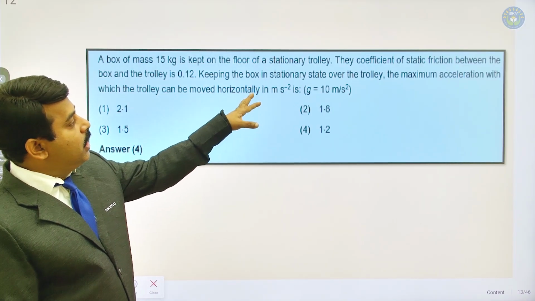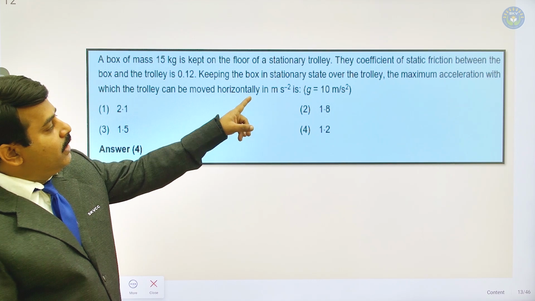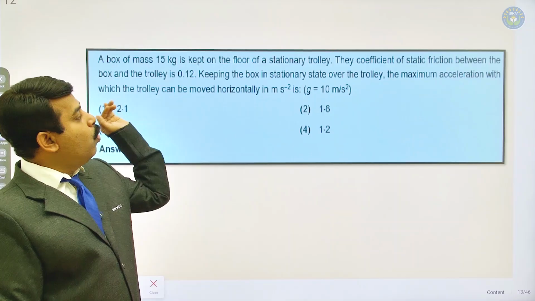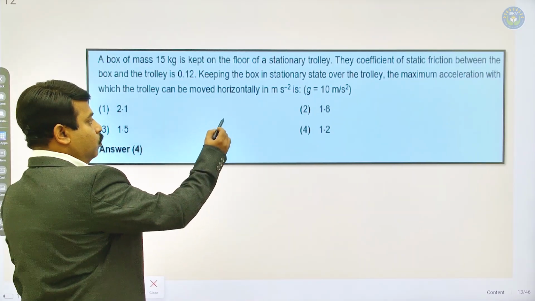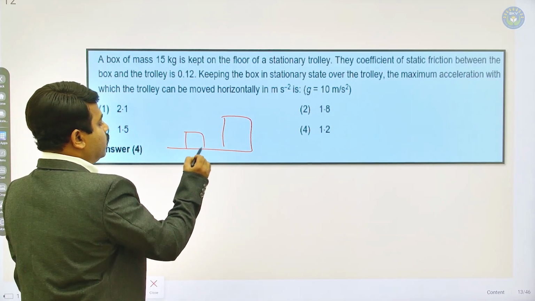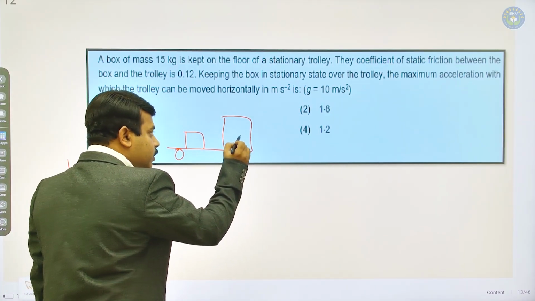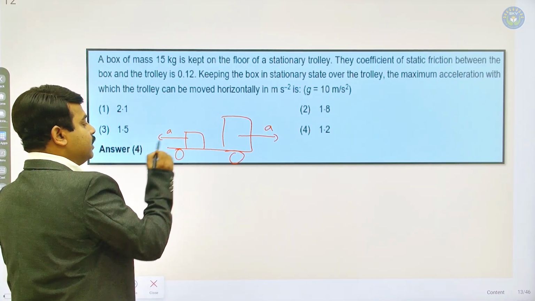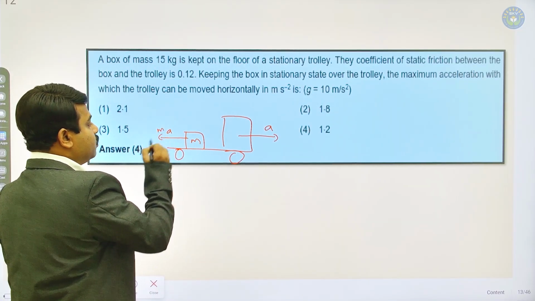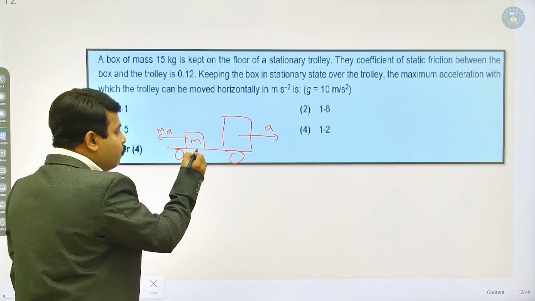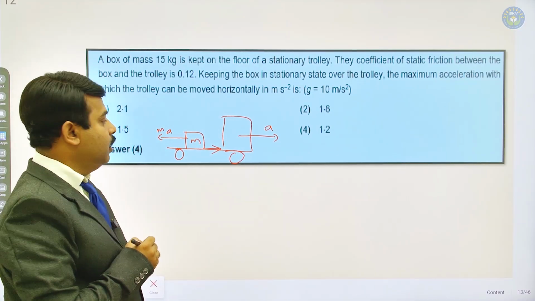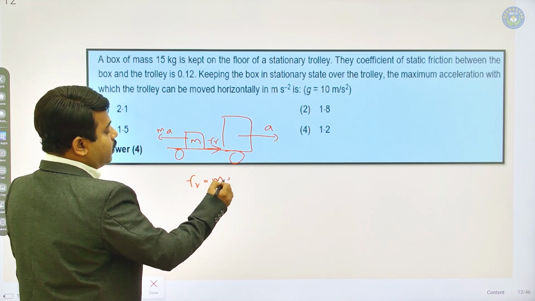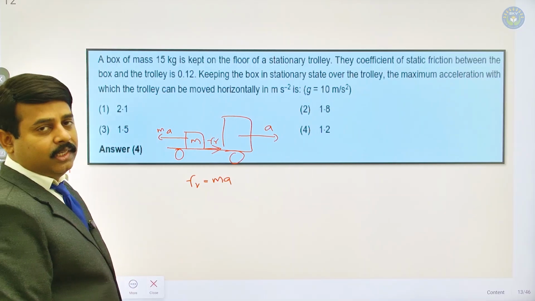Keeping the box stationary straight over the trolley, what is the maximum acceleration with which the trolley can be moved horizontally? See, one trolley is here and one box on the trolley, right? Now if this vehicle goes with the acceleration a, the box will get an opposite acceleration a. Suppose this mass is m, what is the opposite force? Ma. Then the frictional force acts just opposite to that. If these two, frictional force and ma, are equal, then only is the box at rest. That is the minimum condition, right?